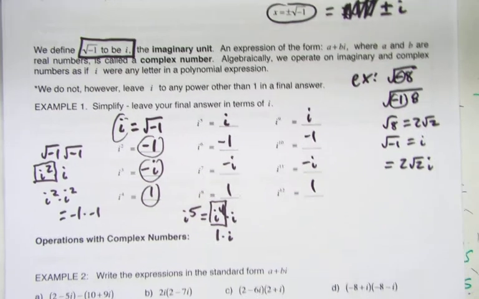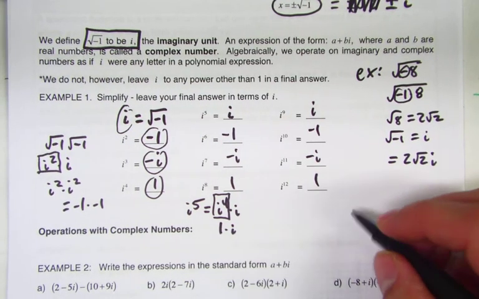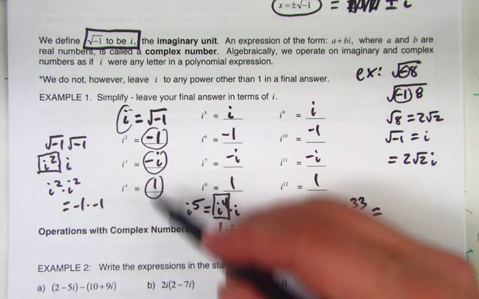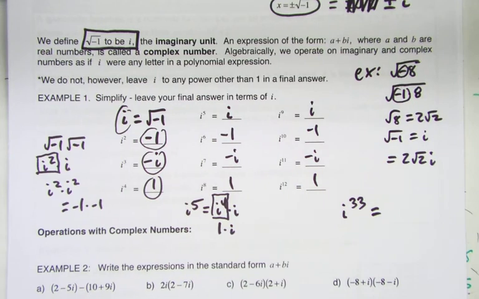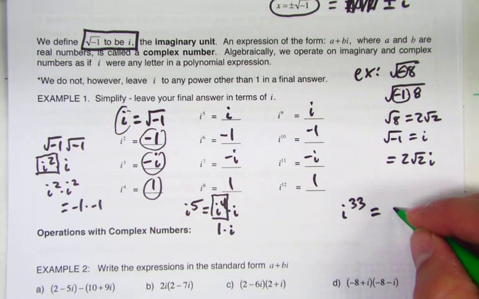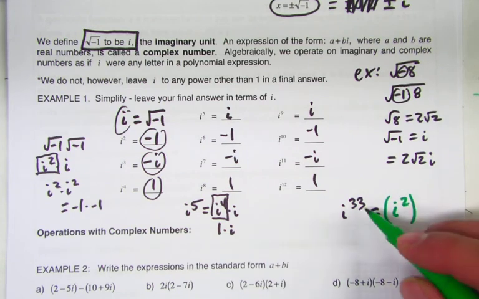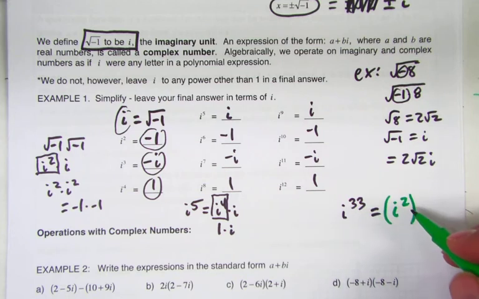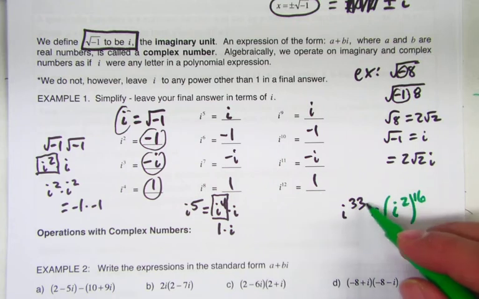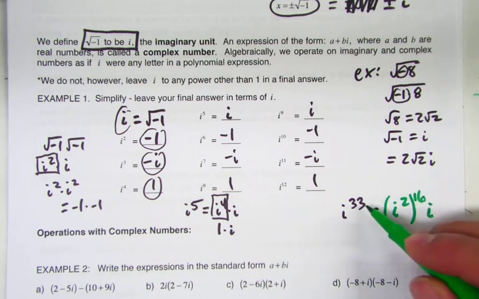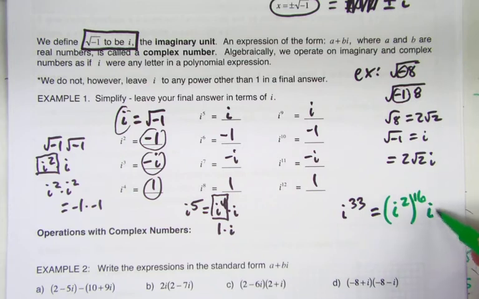Now in general, let's say we have a larger number, like i to the 33rd, and we don't know where in the pattern we are. What I always say that you can do is break this down into i squared and then figure out how many times 2 goes into 33 evenly without a remainder. I know that 2 times 16 makes 32. Since this is 33, I put in an extra i. So in other words, 2 goes into 33 16 times, but that only makes 32. To make a total of 33 i's, we put an extra i there.